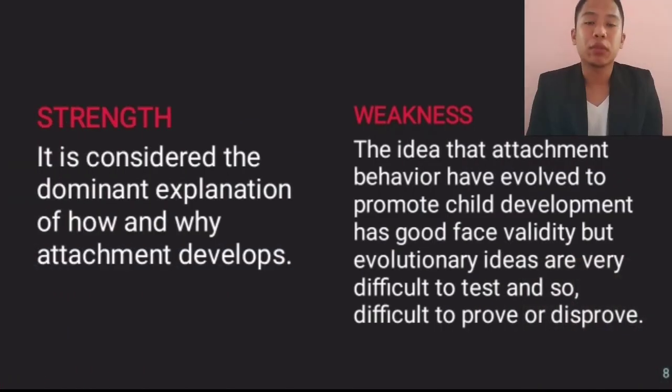What are the strengths and weaknesses of this attachment theory? The strength of this theory is that it is considered the dominant explanation of how and why attachment develops. The weakness is that the idea that attachment behavior evolved to promote child development has good face validity, but evolutionary ideas are very difficult to test, and so difficult to prove or disprove.